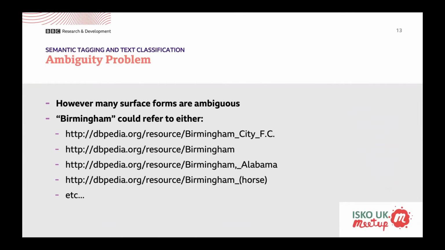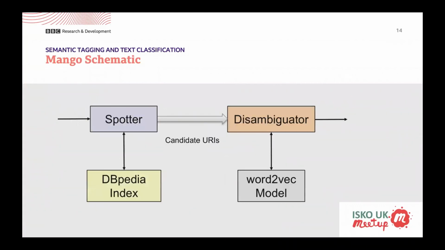So Birmingham could refer to Birmingham City Football Club, but it could also refer to the city in the UK or the one in America or various other things. So we need a way to disambiguate those entities.